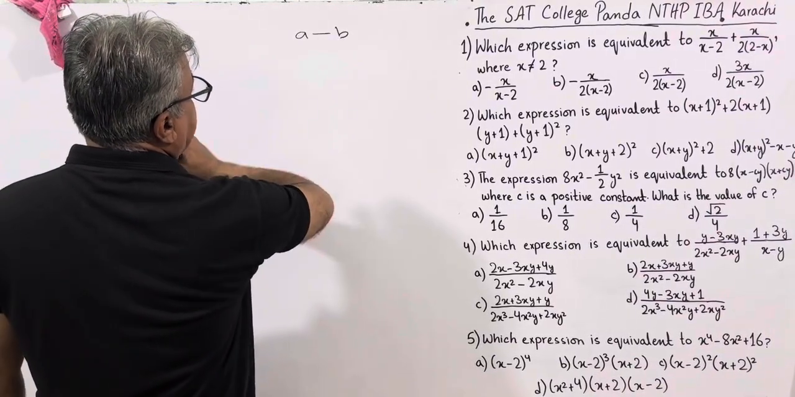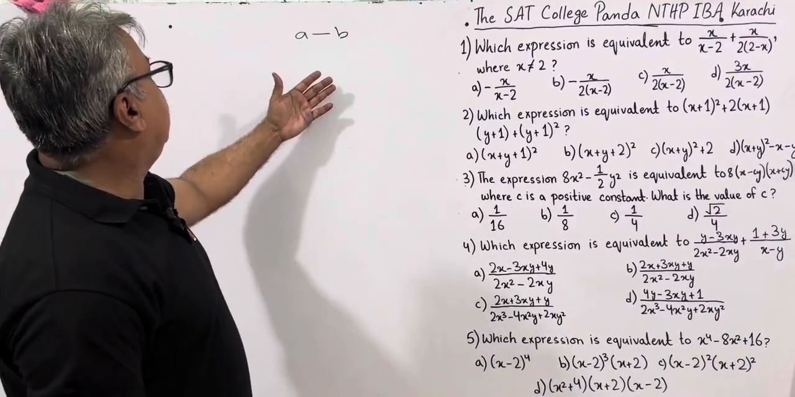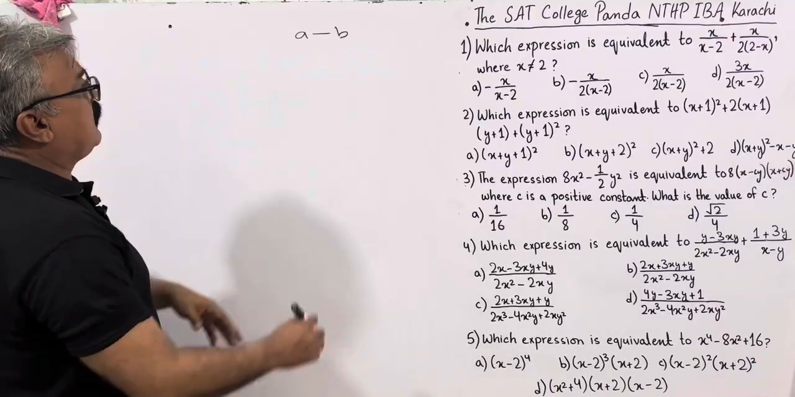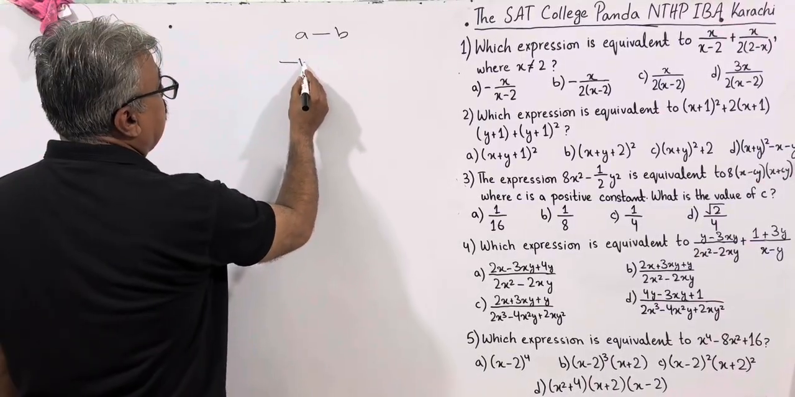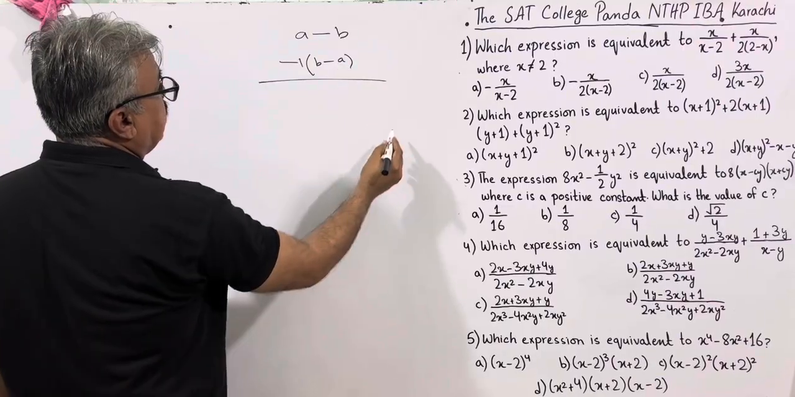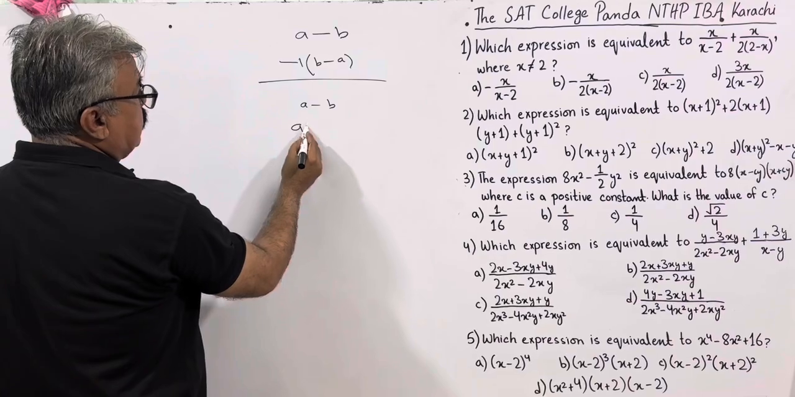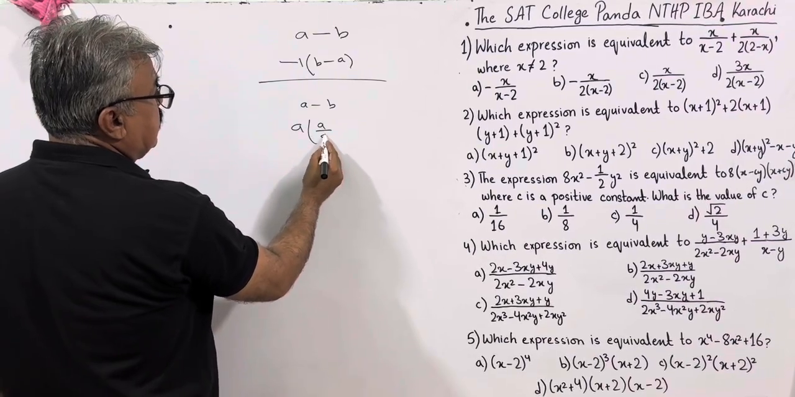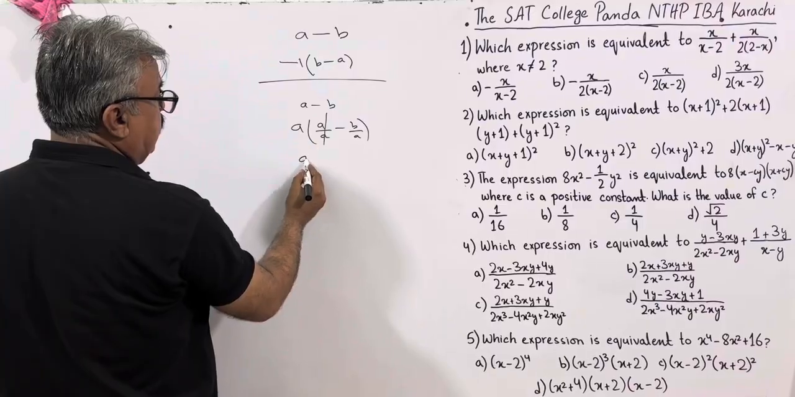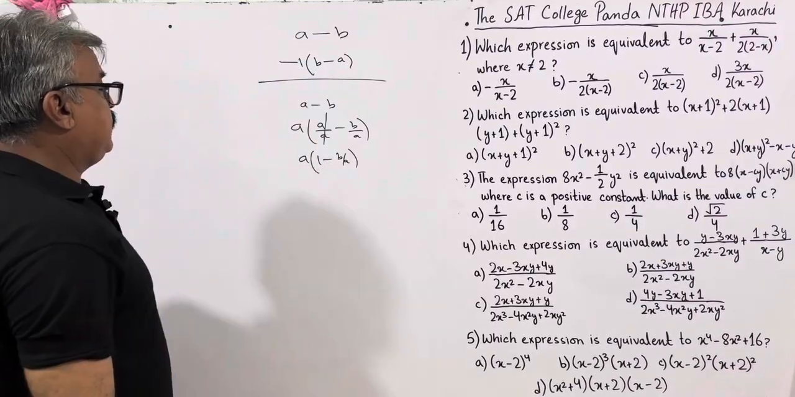A minus b. You are surprised to listen to my word, something common. Yes, we can take anything common from anywhere. Taking negative 1 common, it turns to be minus b over... I have taken minus 1. Or even I can take a common from this. Taking common is tantamount to divide. It will be a times 1 minus b over.